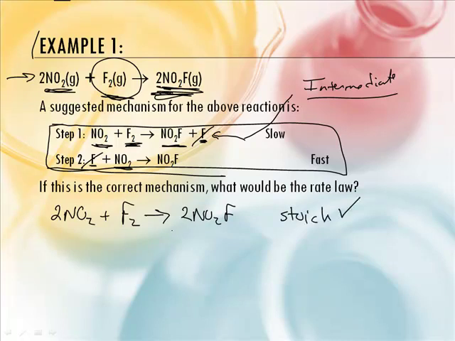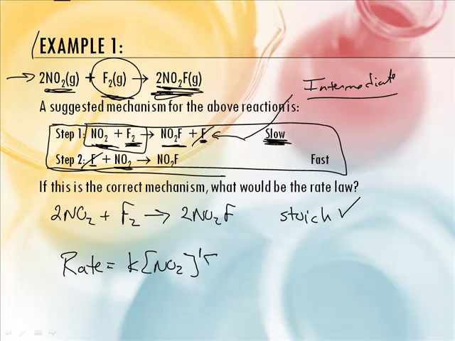But there are two criteria to determine if it's a plausible mechanism. So let's see what the rate law would be for this. You always go with the slowest step. So the slow step is step 1. And what are you waiting to happen in step 1? We want the NO2 to collide with the F2. So rate is simply going to be k times the concentration of the NO2 to the first power, because you're waiting for that, times the F2 to the first power.